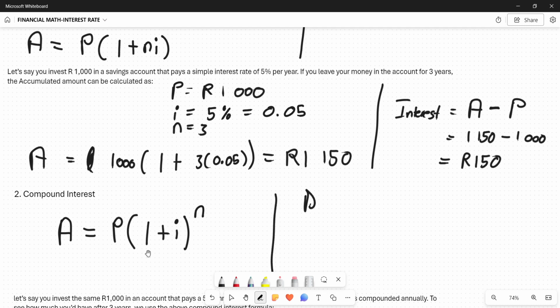For depreciation, we have a method called the reducing method.